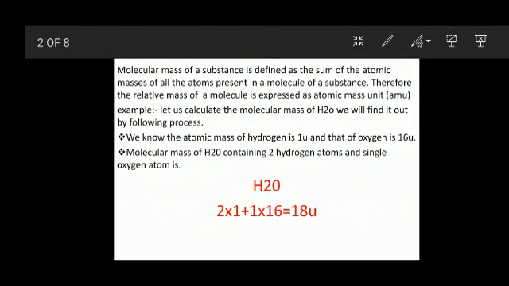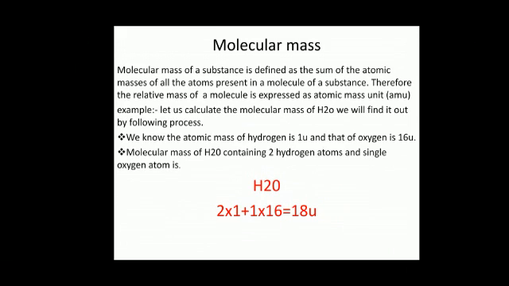Next is molecular mass. Molecular mass of a substance is defined as the sum of the atomic masses of all the atoms present in a molecule of a substance. Therefore, the relative mass of a molecule is expressed as atomic mass unit, that is AMU. For example, let us calculate the molecular mass of water, H2O. We will find it out by following a process.